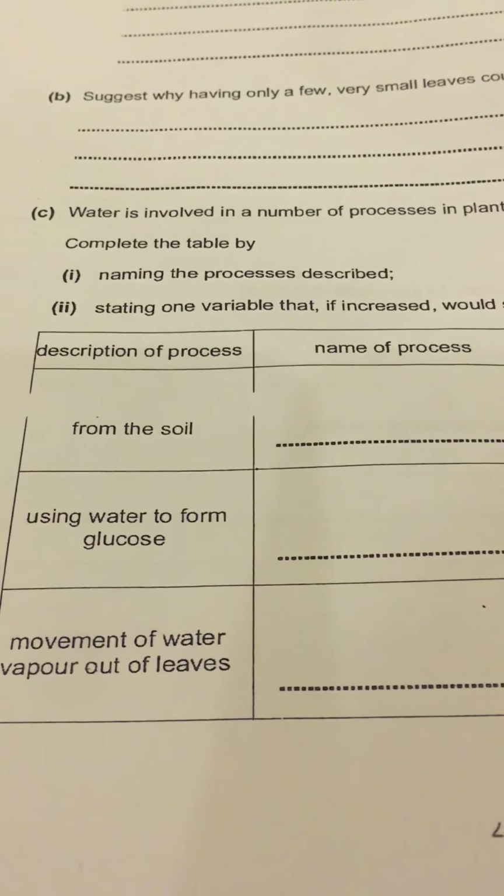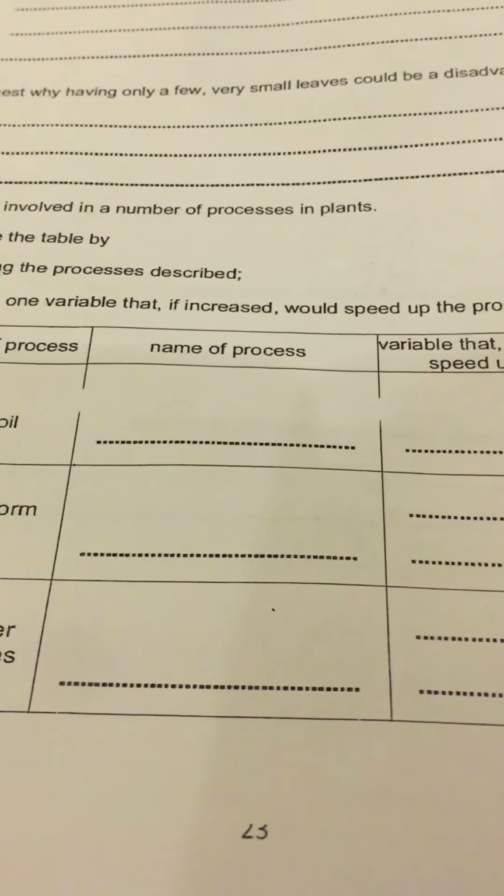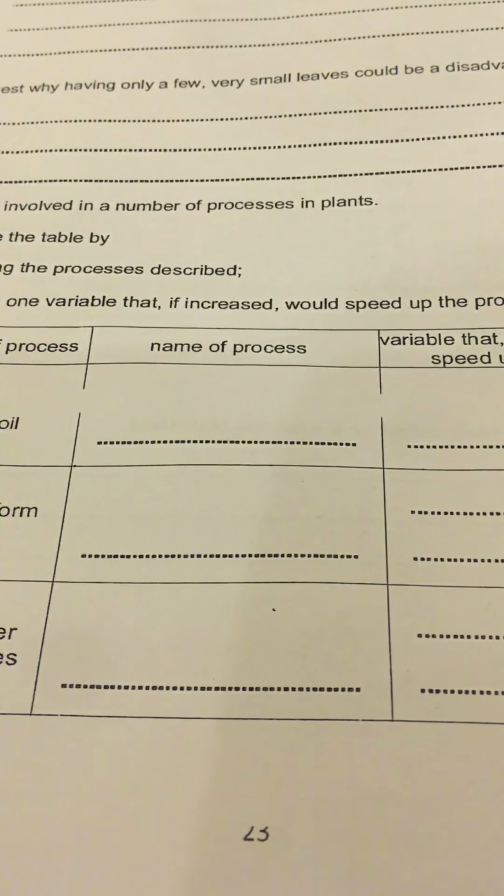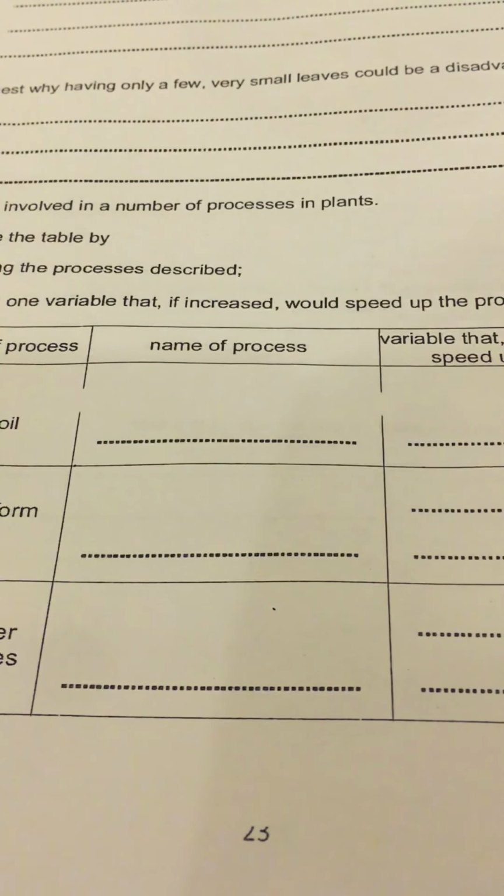Movement of water vapor out of leaves, this is transpiration. Okay, for transpiration, we talk about the factors that affect transpiration: wind, humidity, temperature, light intensity. Also you can add the number and size of stomata. Okay, I hope that you get it very well.